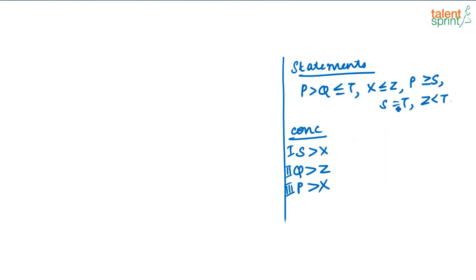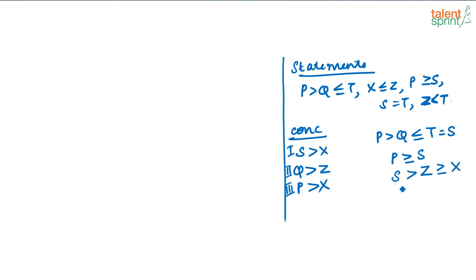So here S is equal to T. If you look at the first statement, P greater than Q less than or equal to T, and I know T is equal to S, and also it is given that P is greater than or equal to S, and T is greater than Z. So T is greater than Z means S is greater than Z. Here I also know X is less than or equal to Z, or Z is greater than or equal to X.